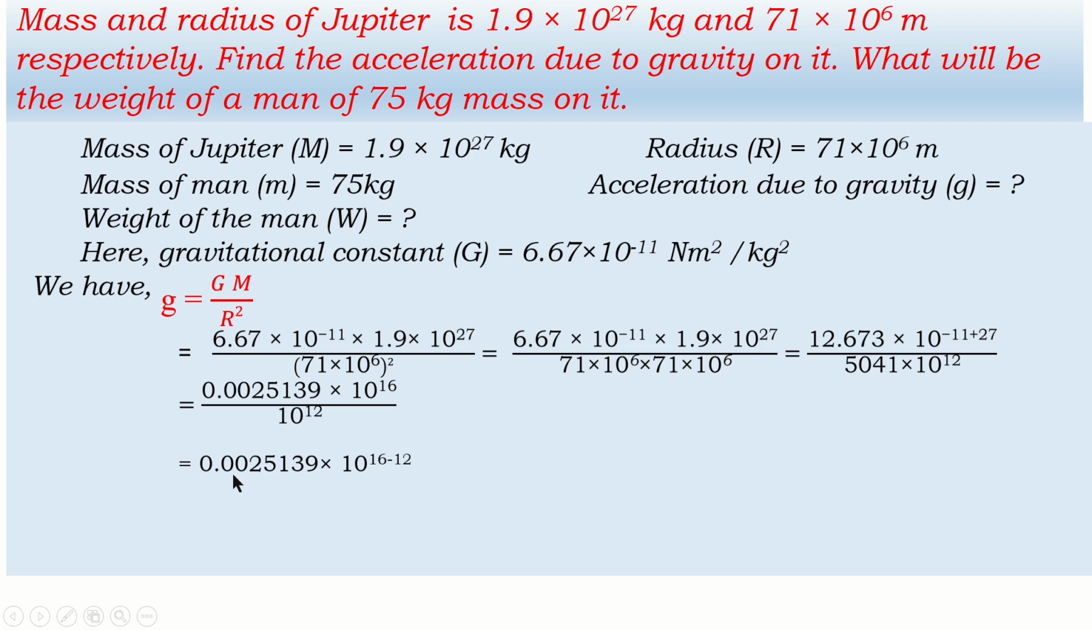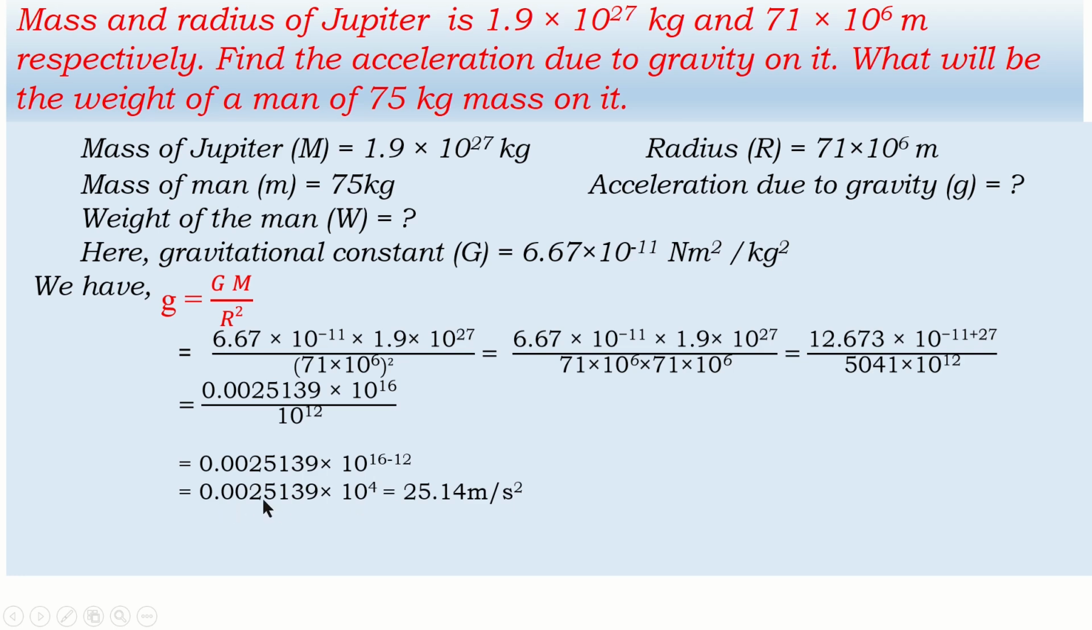Now we'll have 0.002513 into 10 to the power 16 minus 12, because when this power goes up it becomes 10 to the power minus 12, and 16 minus 12 becomes 4. And in the next step I'm writing this. Now in this step we have to multiply this with 10 to the power 4. 10 to the power 4 means 10,000.